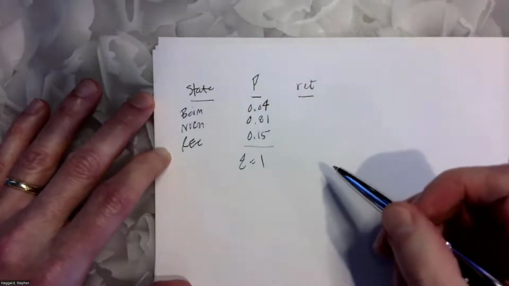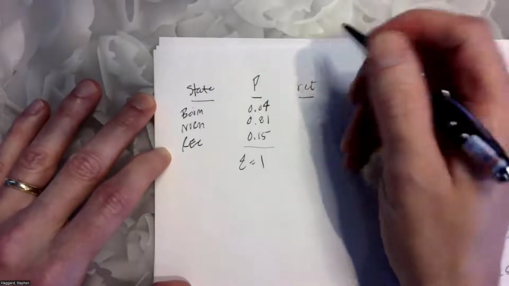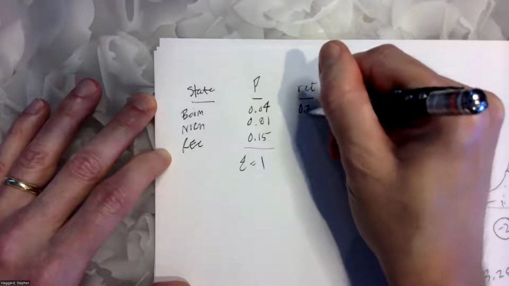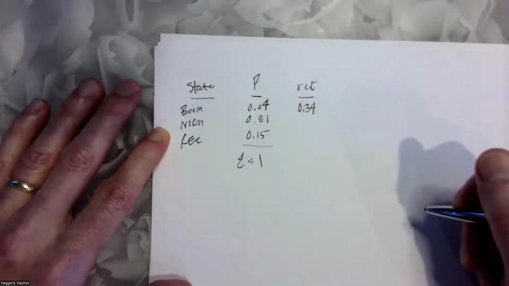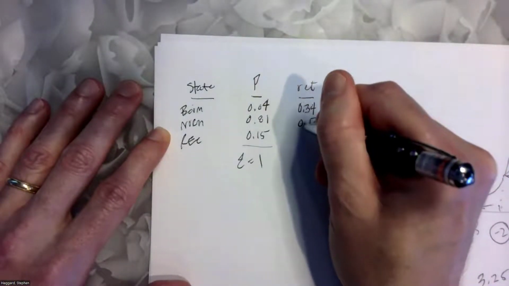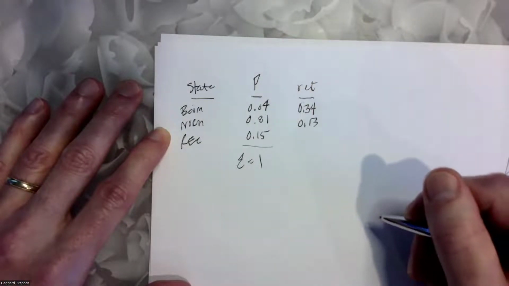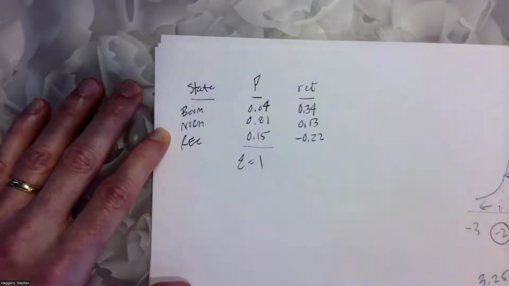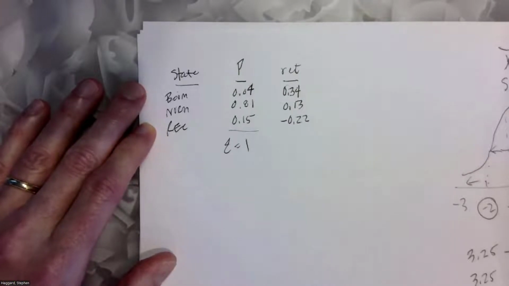Now they tell us the returns in each of these situations. For the boom, it's expected to be 34%. So we're going to say 0.34. For normal times, it's supposed to be 13%. And then in recessionary times, negative 22%. So negative 0.22. Now, can anyone tell me what our next step should be?